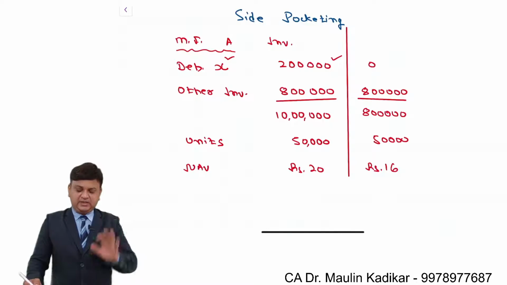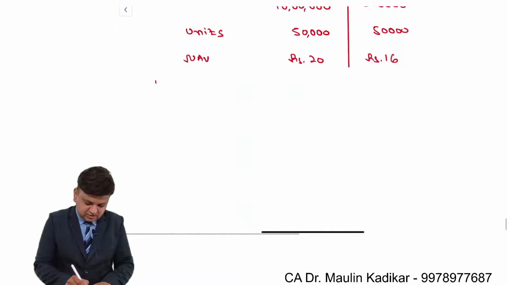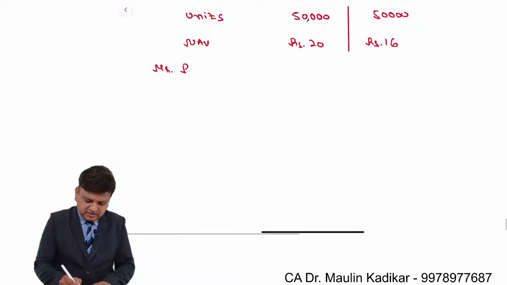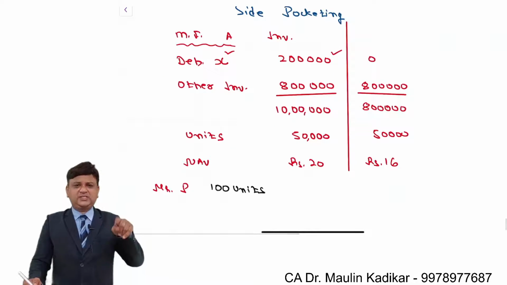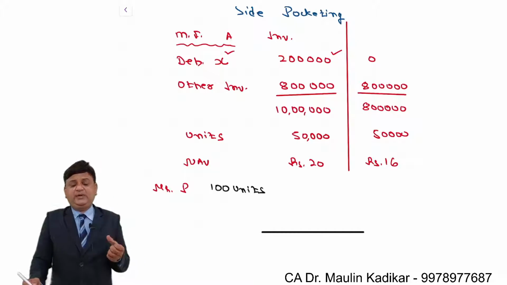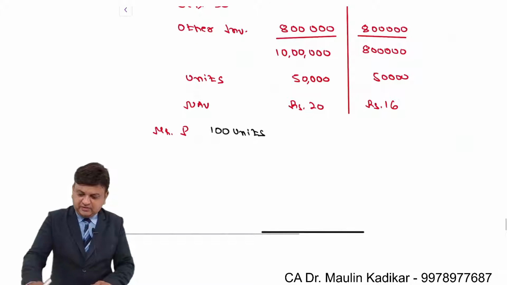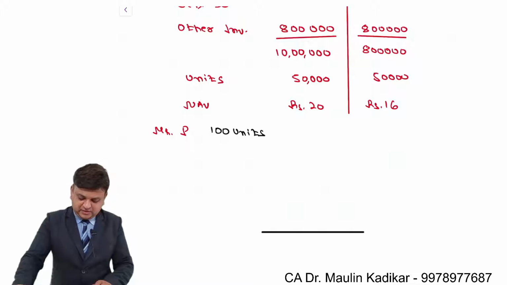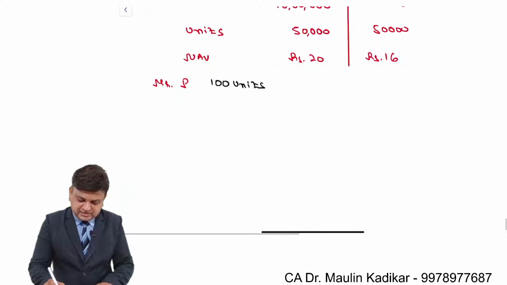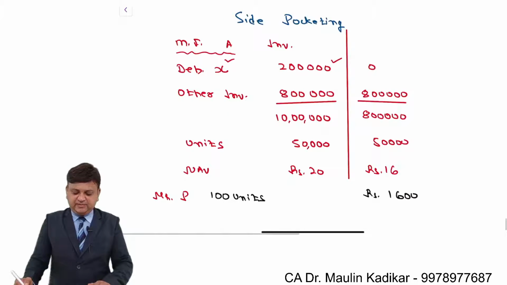An investor is there, let us say an investor, Mr. P, and he is holding, let us say, 100 units. Soon after all this, let us say he panics and sells his investment. So what he will receive is 16 into 100, he will get an amount of rupees 1600. And with that, he is redeeming his investment.